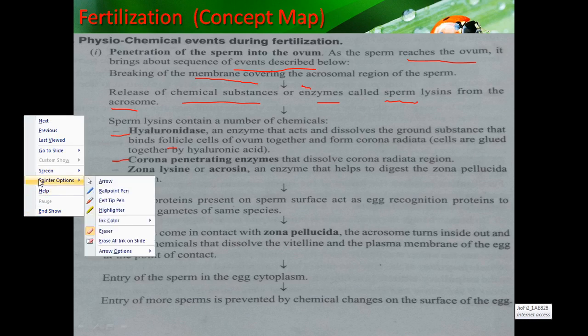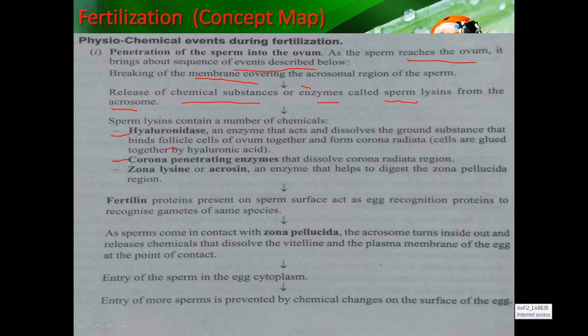The third one is the chemical known as zona lysin. Zona lysin, also called acrosin, is an enzyme that helps to digest the zona pellucida region. Zona pellucida region को जबकि स्पर्म का एक्रोसोम ये जोना पेल्यूसाइडा के रीजन तक जाता है तो वहां पे जोना लाइसिन रिलीज करता है. जोना लाइसिन रिलीज होने के बाद वहां पे क्या होता है? जोना पेल्यूसाइडा डाइजेस्ट हो जाता है.